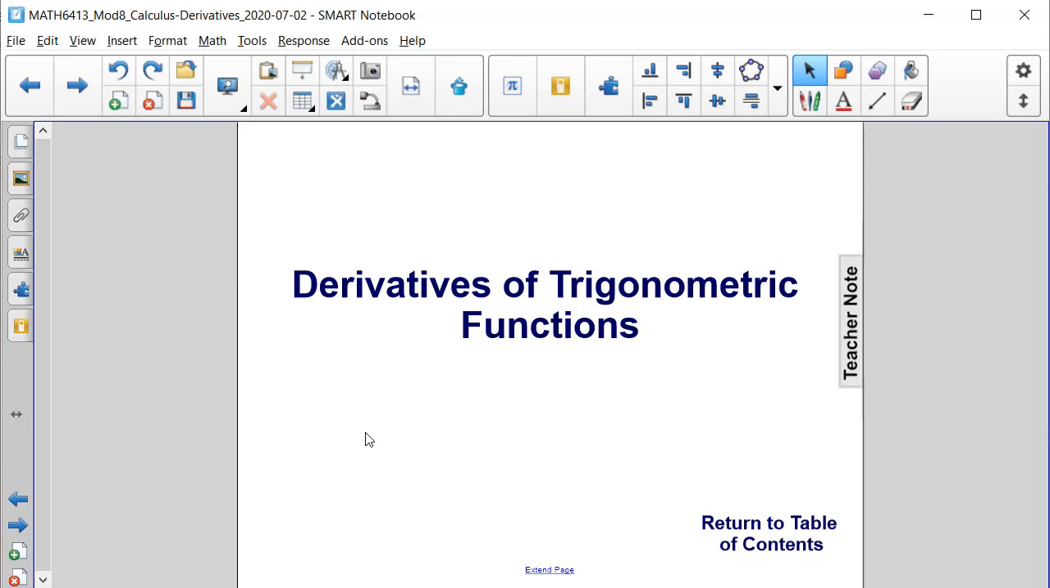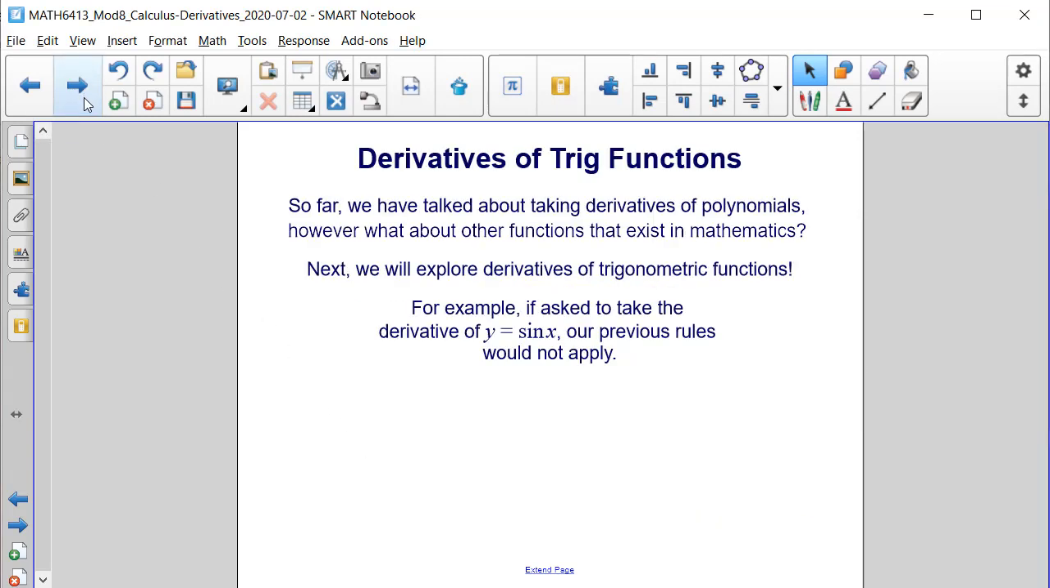Derivatives of trigonometric functions. So far, we've talked about taking derivatives of polynomials. However, what about other functions that exist in mathematics? Well, next we're going to explore the derivatives of trigonometric functions. For example, if asked to take the derivative of y equals the sine of x, our previous rules wouldn't apply.